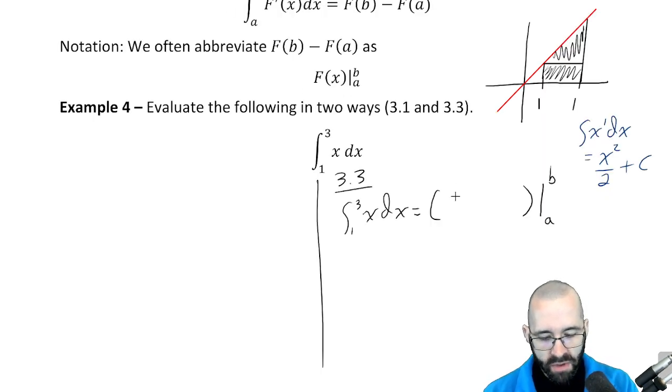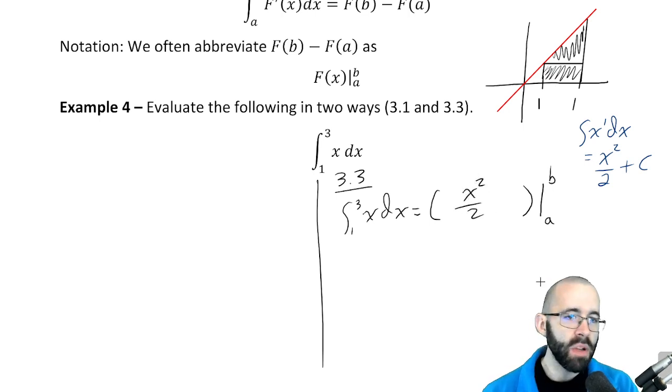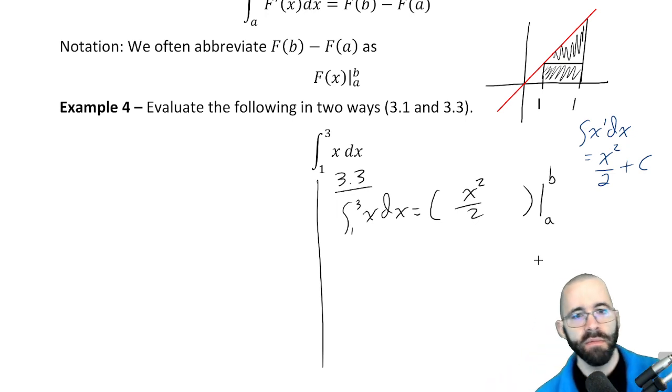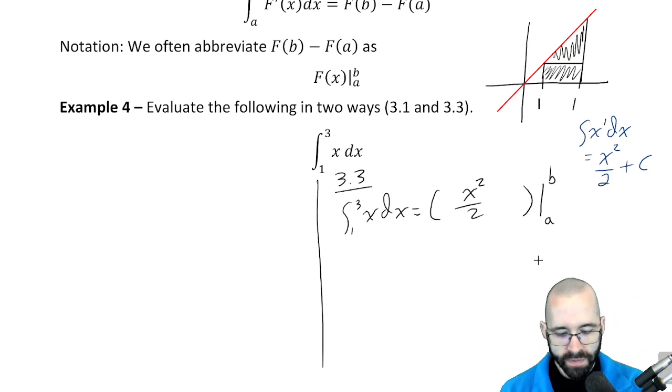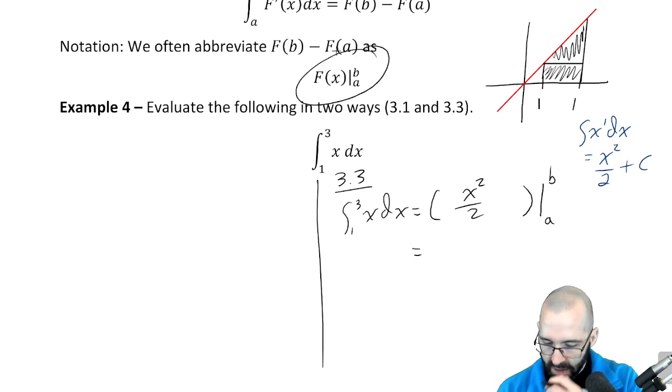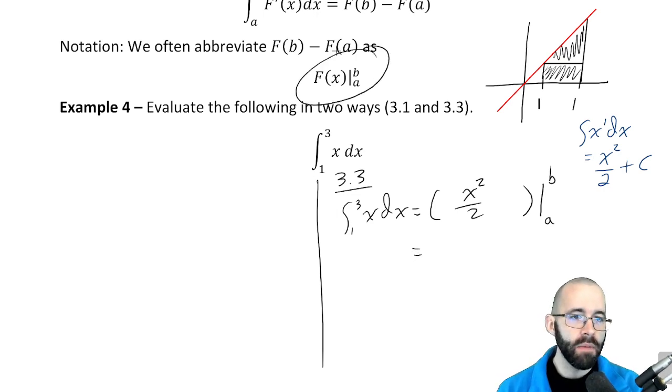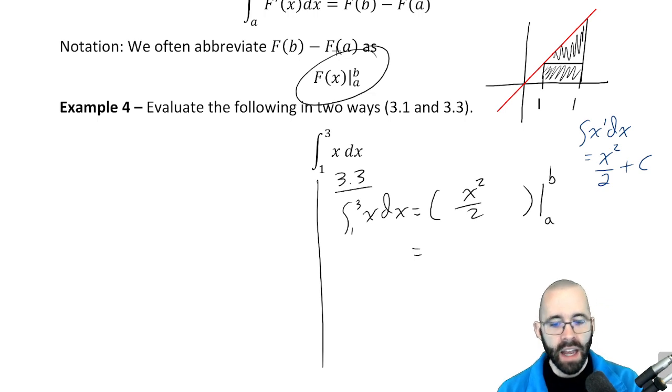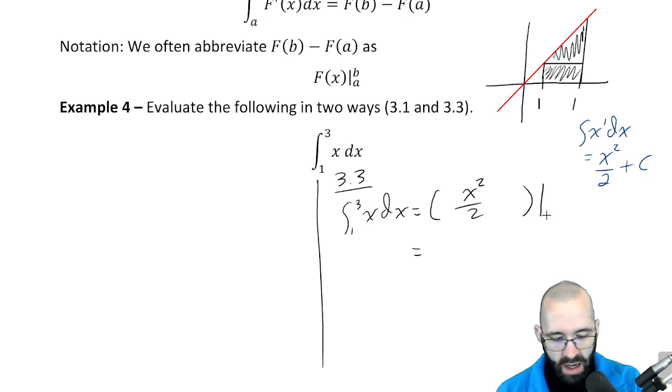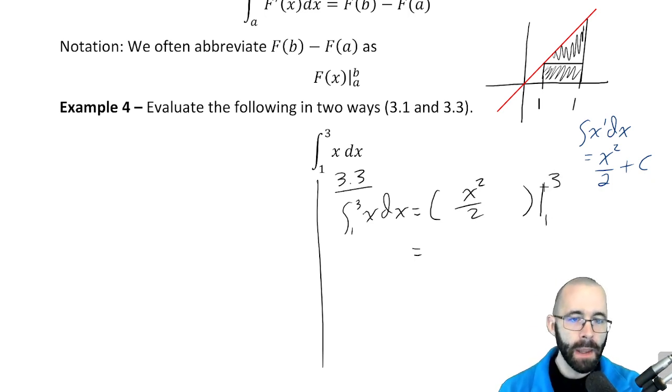So our antiderivative is essentially x squared over 2, plus any constant, but no matter what constant you choose, you'll get the same answer. So we just choose our constant to be 0. And now we use this notation. This says plug in b and then plug in a and subtract them. Also, we know what a and b are here. a was 1, b was 3.